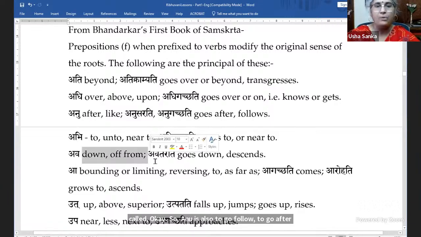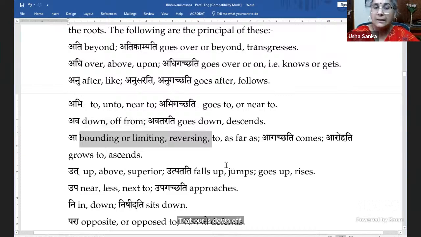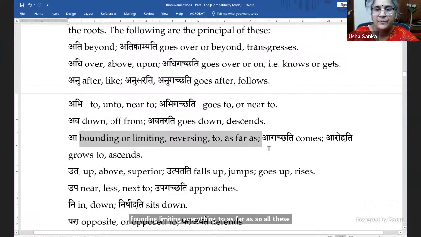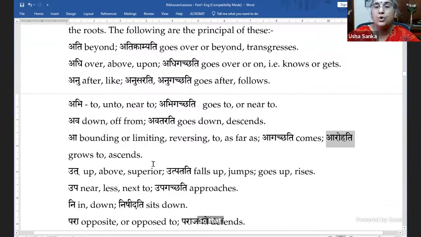So anu is also to go after, to follow. Then ava is down, off from, this we discussed. A is bounding, limiting, reversing, to, as far as. So all these are a meanings. That means agacchati comes, arohati grows to, like the vrikshaha arohati.